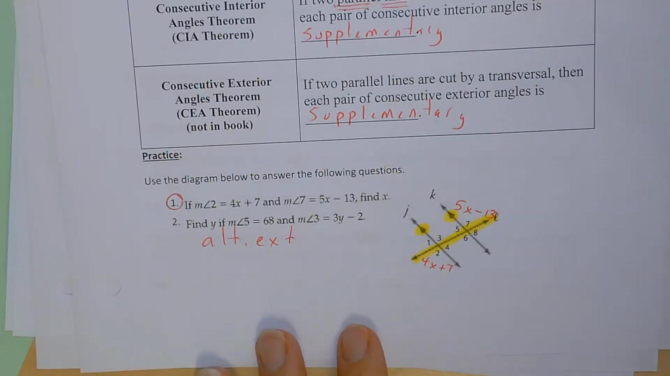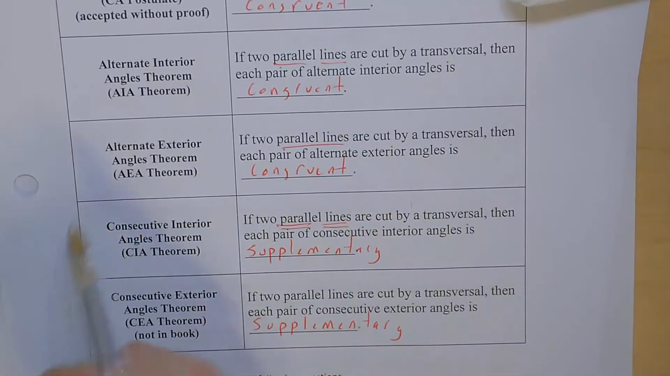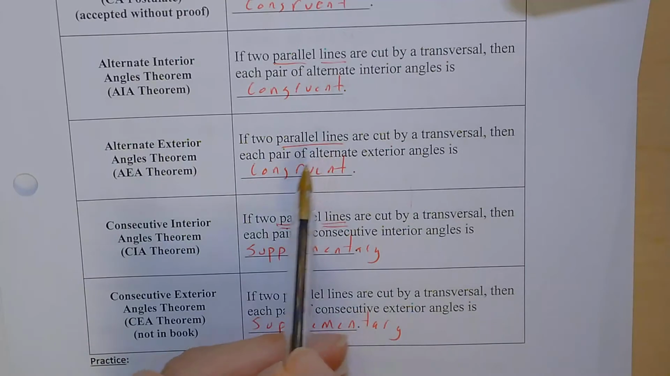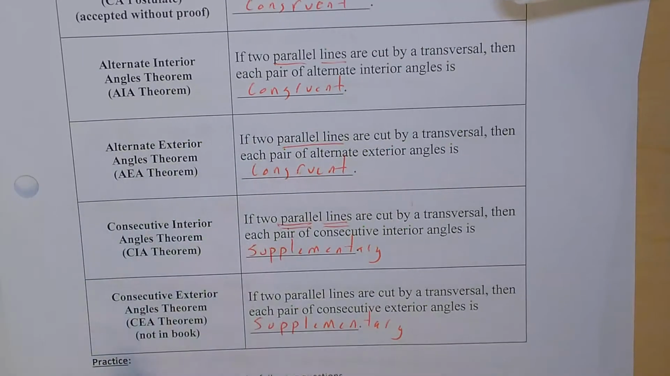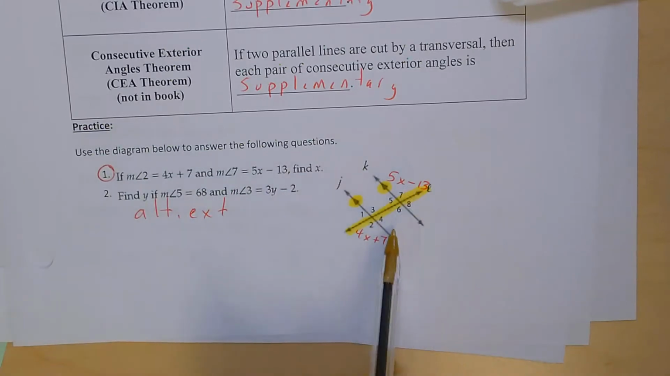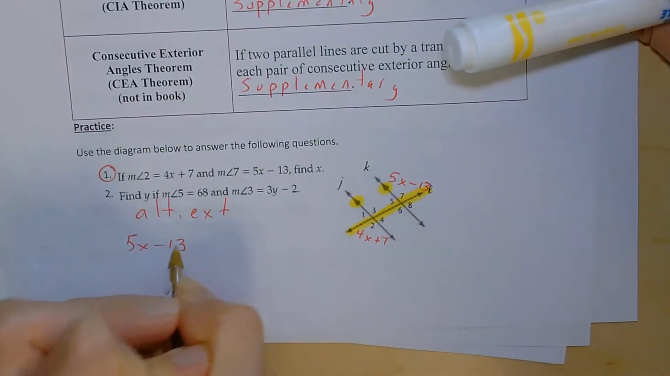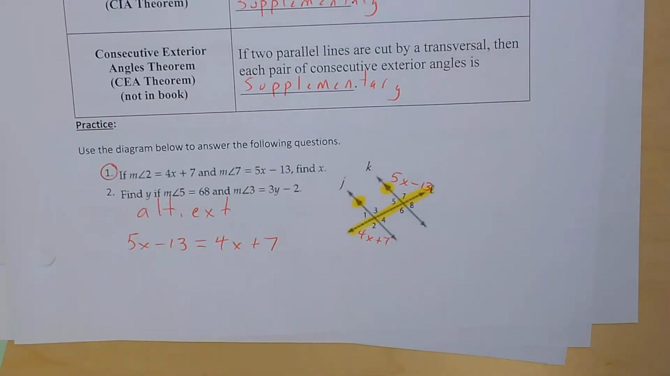Okay, so what happens to alternate exteriors if your lines are parallel? Let's go up and look at our theorem. The alternate exterior angle theorem says if two lines are parallel, then your alternate exterior angles will be congruent. Great. What that means is that these angles will be congruent. So what we can do is set 5x minus 13 equal to 4x plus 7. I know the angles have to match because of the theorem above.